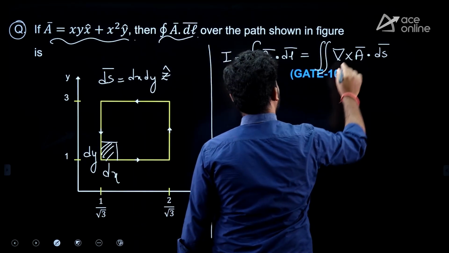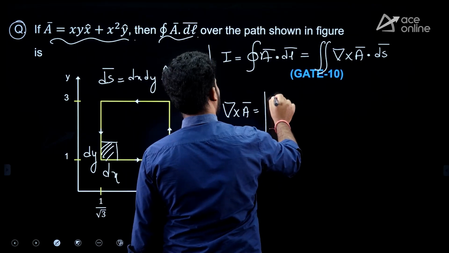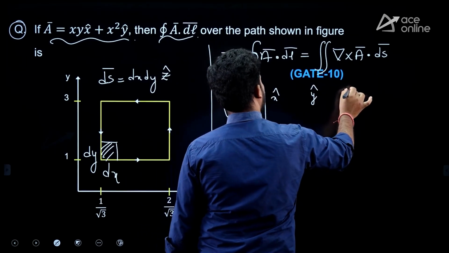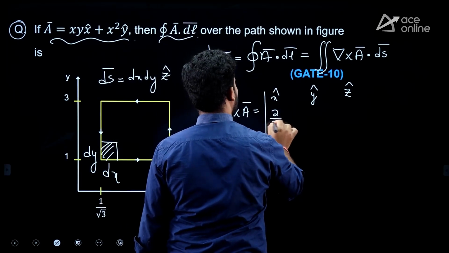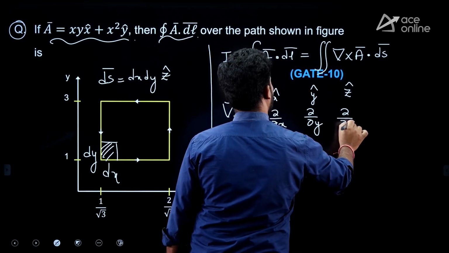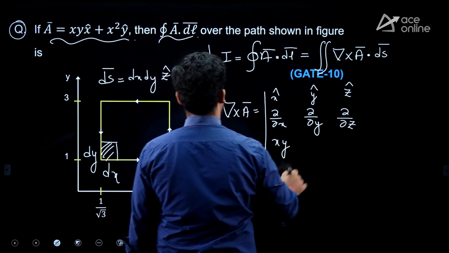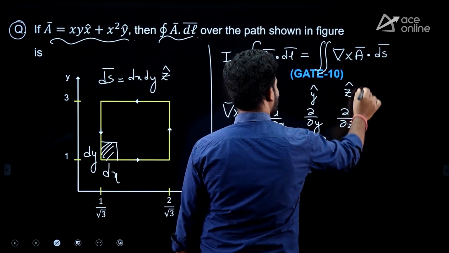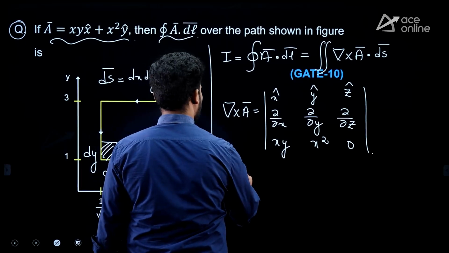Clear guys? So first find out, I'll make use of this integral. Find out curl of A. What is the curl of A? X cap, y cap, z cap. What is the x component? It is dou by dou x, dou by dou y, dou by dou z. What is the x component? It is xy. What is the y component? It is x square. This is 0. Clear guys? So perform the curl here.